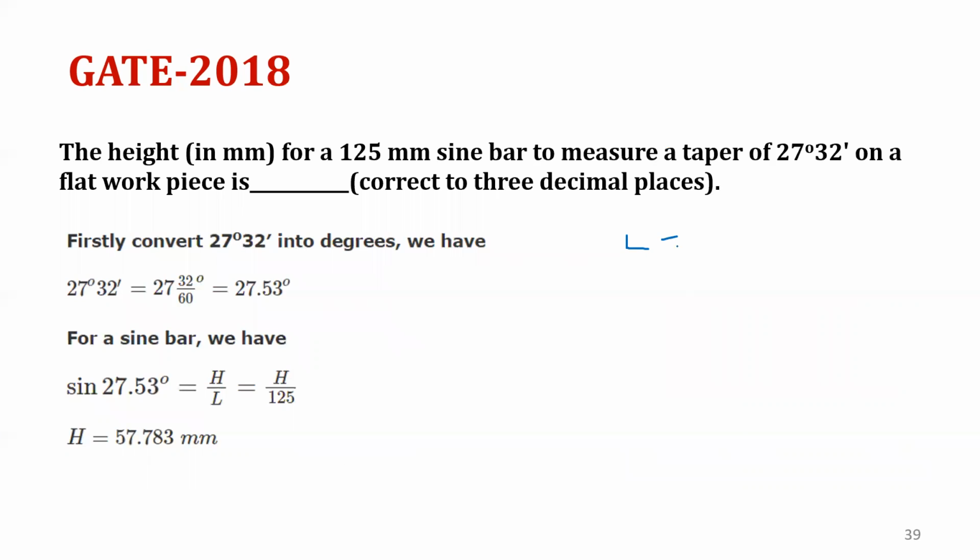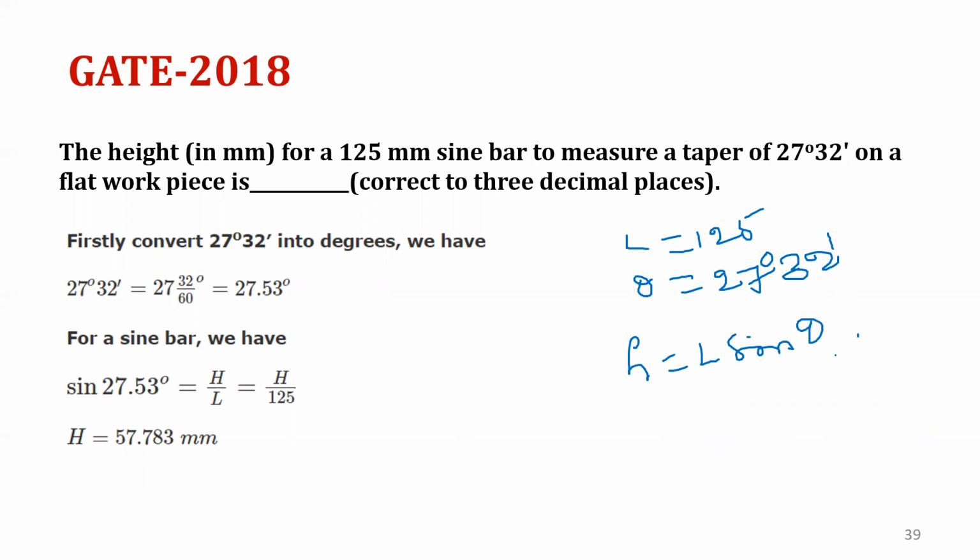So length L is equal to 125 mm and theta is equal to 27 degrees 32 minutes, given. We need to find h. h is equal to L into sine theta, so it is a direct application. h is equal to L into sine theta, so you'll get h is equal to 57.783. L is 125 into sine 27 degrees 32 minutes.